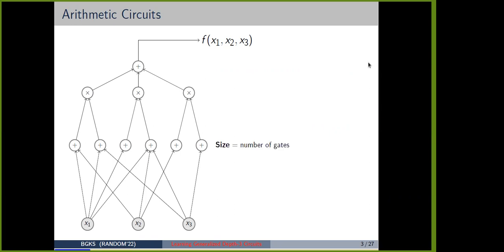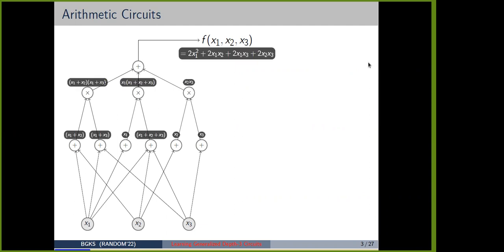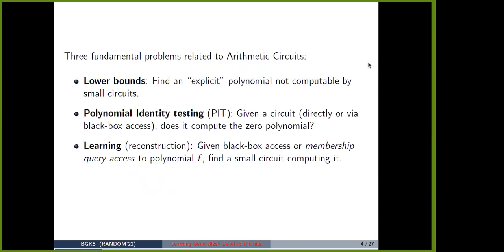There are a few parameters associated with the circuit. There's the size of the circuit, which is the number of gates, and the depth of the circuit, which is the depth of the directed acyclic graph. Without loss of generality, you can assume that your circuit is layered. That is, there is a layer of multiplication gates followed by a layer of addition gates and so on and so forth. For instance, this circuit is a depth 3 sigma pi sigma circuit because of this layering. And this is an example of how computation happens in arithmetic circuits.